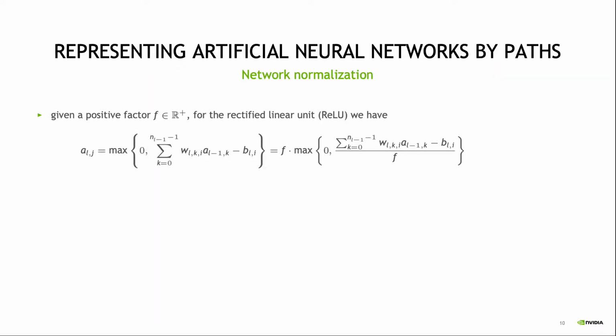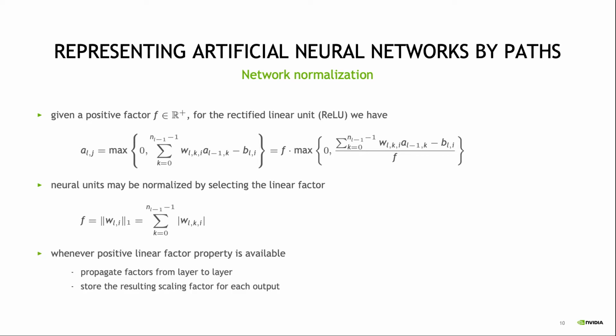To create these paths in a trained neural network, we explored an invariant of the rectified linear unit. In fact, scaling the activations by a positive factor f and dividing the average by the same factor leaves the result unchanged. Choosing this factor as the one norm of the weights of a neural unit, these factors can be propagated through the neural network, leaving the weights of each neural unit as a discrete probability density. This process can be termed network normalization.